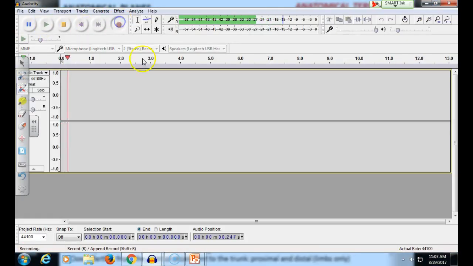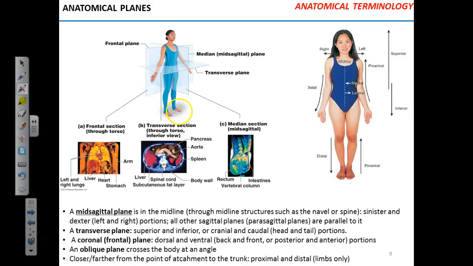So we're gonna keep talking about anatomy. Before you start learning any type of science, you need to learn basic language. So we need to talk about anatomical planes and the language associated with it. Many of you already know that, but to bring everybody on the same page.